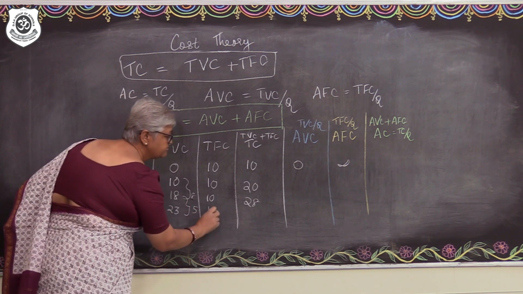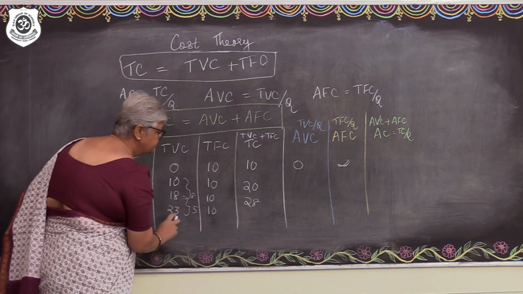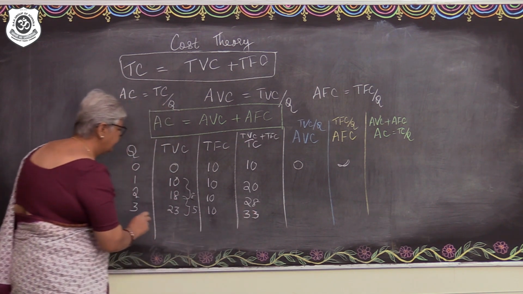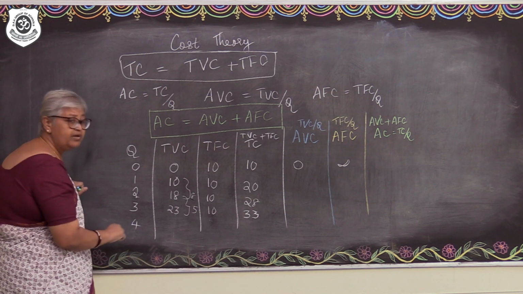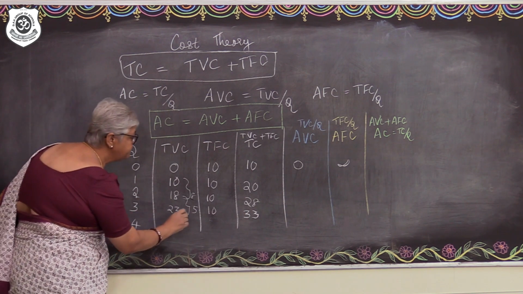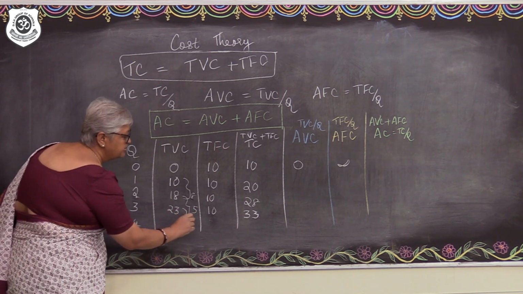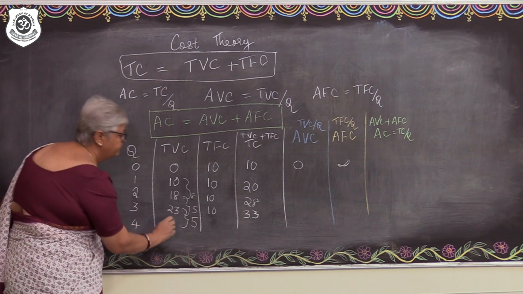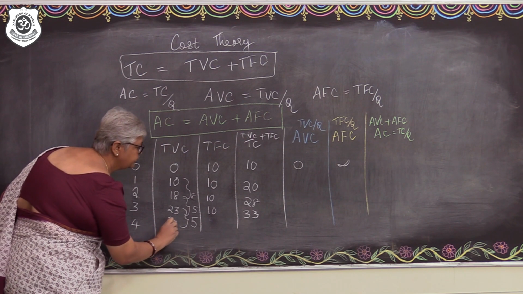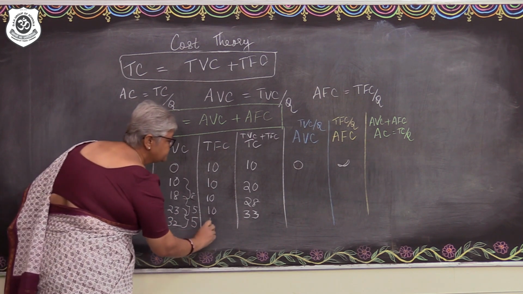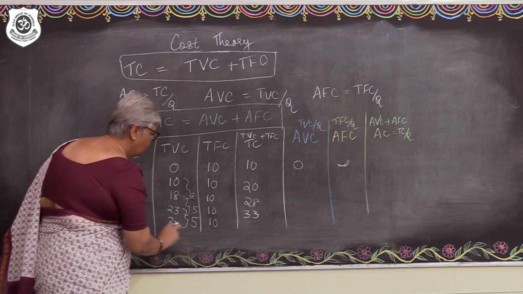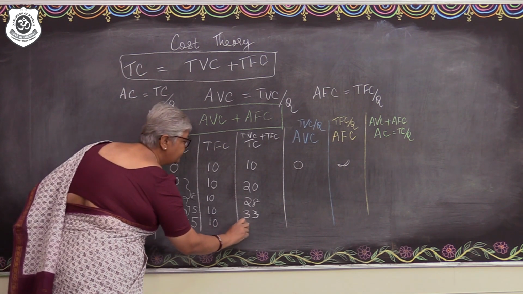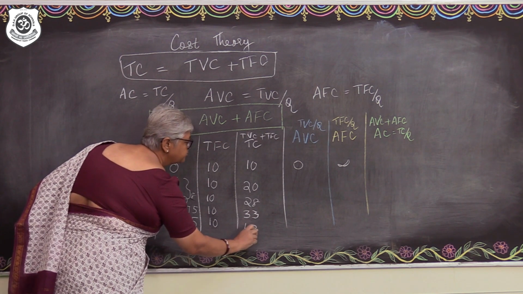Alright, so this fixed cost will remain fixed. So 23 plus 10, so that's going to be 33. Fine. Then the next level of output, let's say there is going to be a constant rate at which the TVC is increasing. Fine. So that will be 32. Fine. And this is going to remain 10. Now what about this? 32 plus 10, that will be 42.